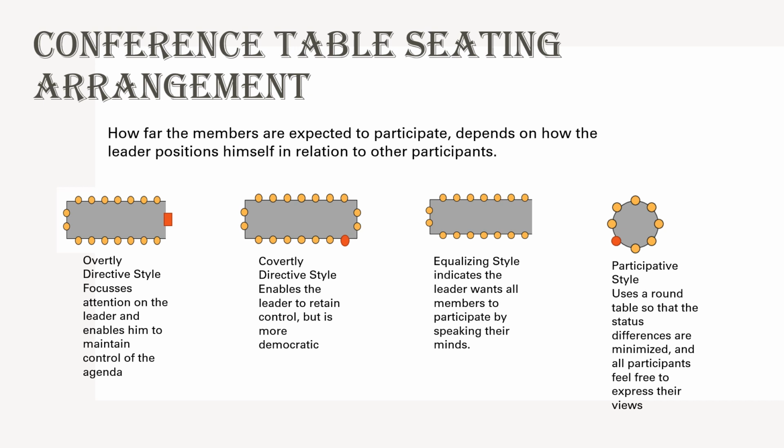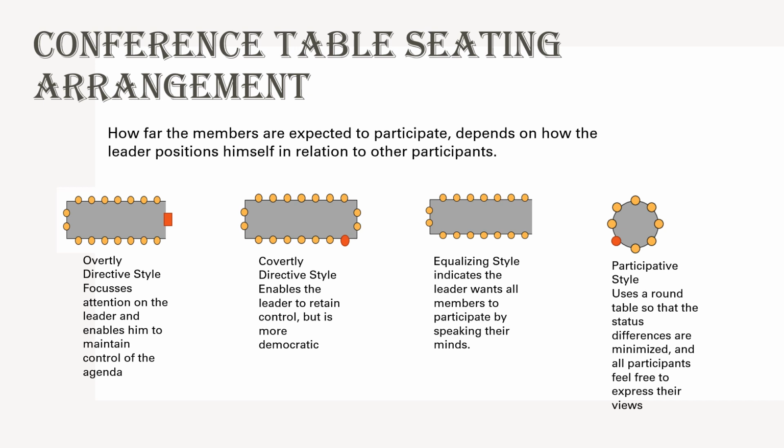This kind of arrangement enables the leader to retain control but is more democratic. Why do we say that it is more democratic? Because the position is not very prominent. The person who's convening the meeting is sitting together with the other people, not showing his authority by taking a specific seat, so it seems that he or she is part of the team or the group. Therefore, this seating arrangement allows more democratic discussions. Why democratic? Because everybody will be allowed to participate.